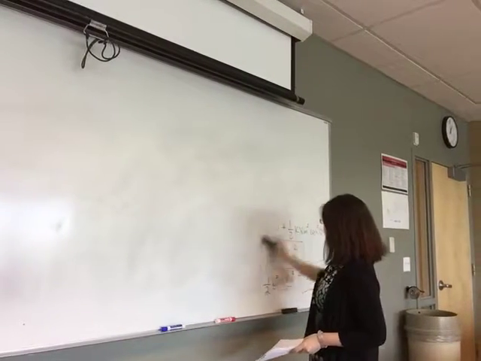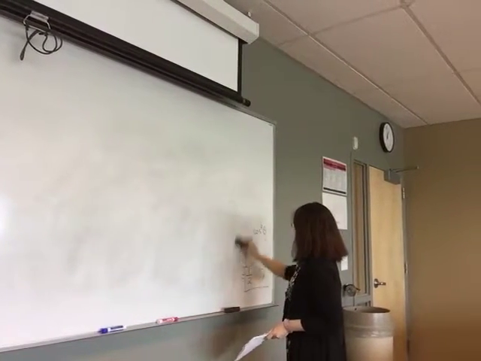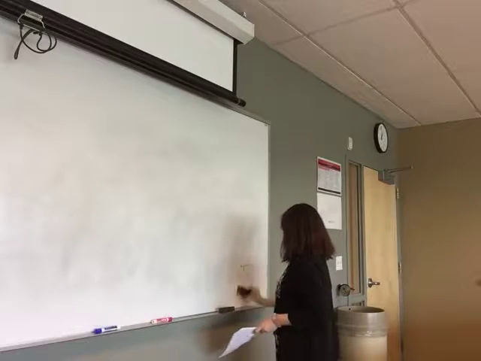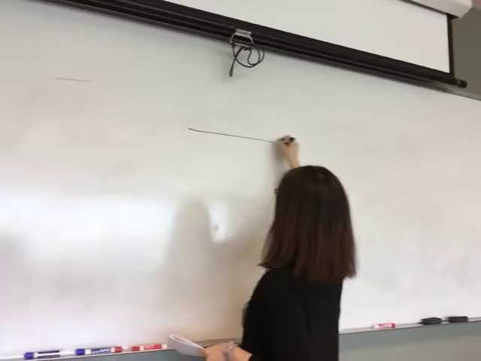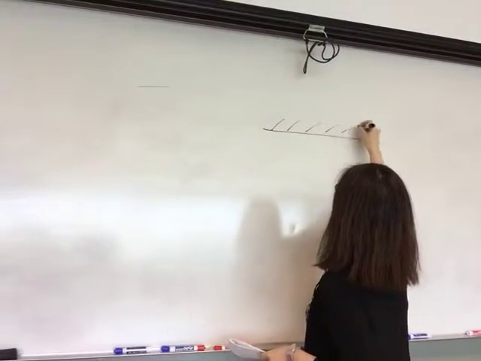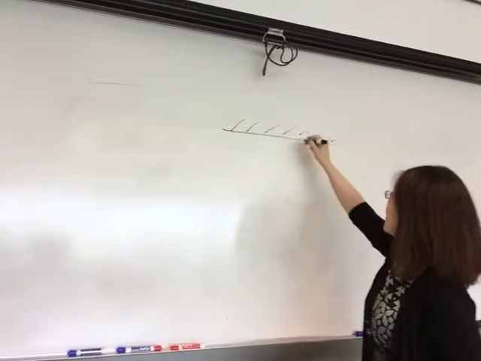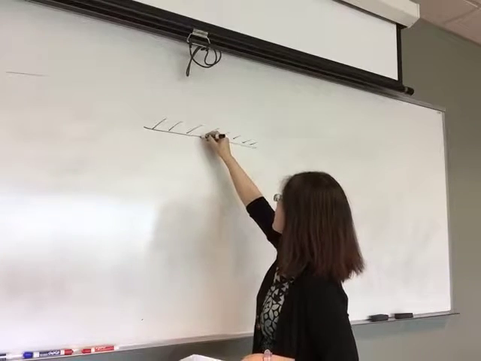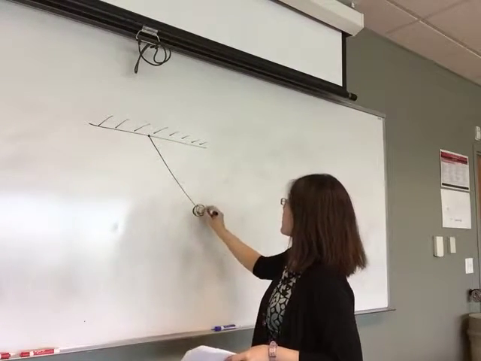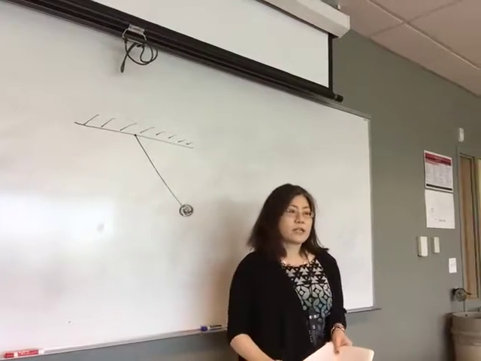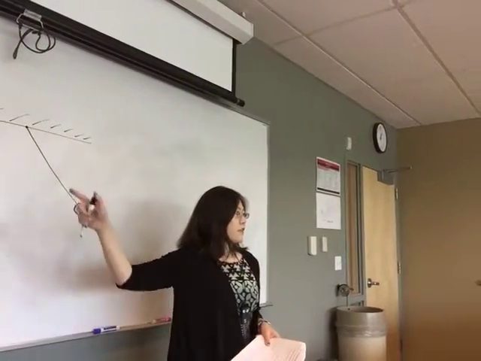So let's say you have a string, and on one end of the string is tied a bulb. Let's say the arrangement is like this: you have some sort of fixture, and this is your rotation axis, and this is a string with a bulb. Because of gravity, the bulb is going to oscillate like that. That we all know, right?